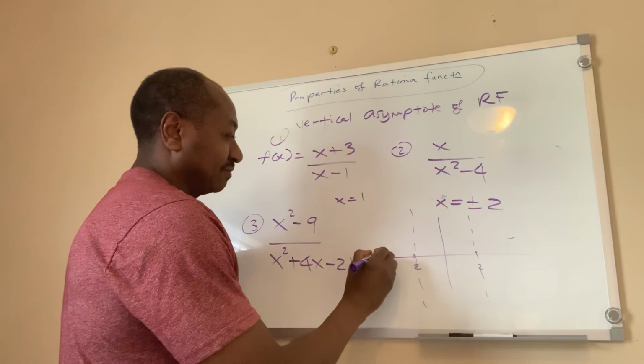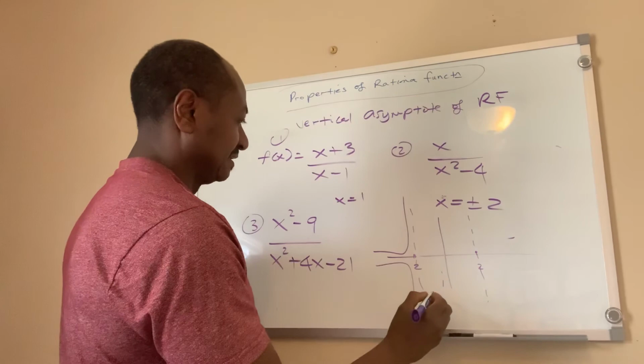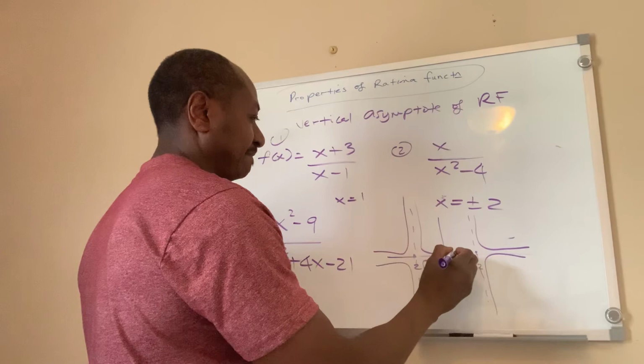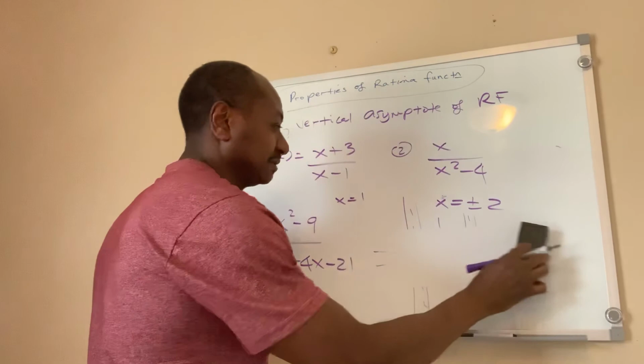So if you have any graph, it will never touch the asymptote. It's going to come this way, it's going to come that way. You'll never touch it. Same way here, right? So this is how vertical asymptote is defined and how you find your asymptote, right?